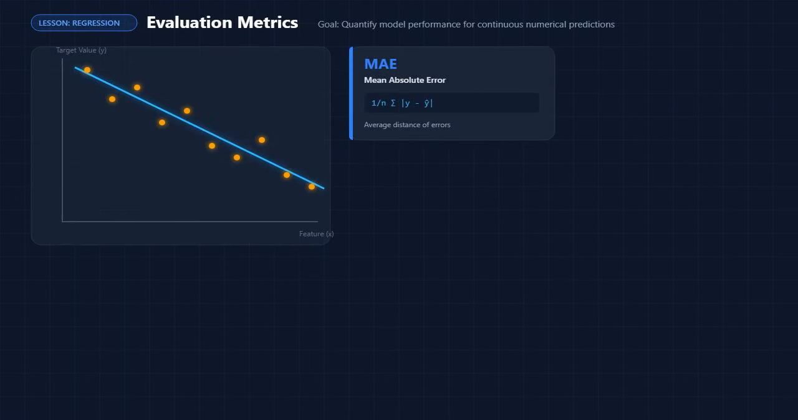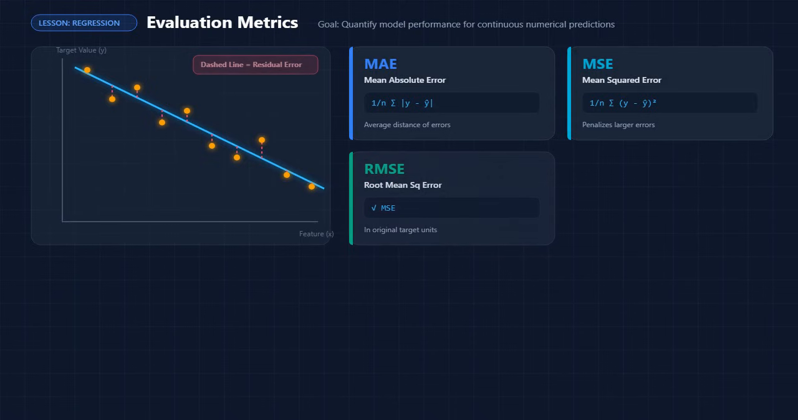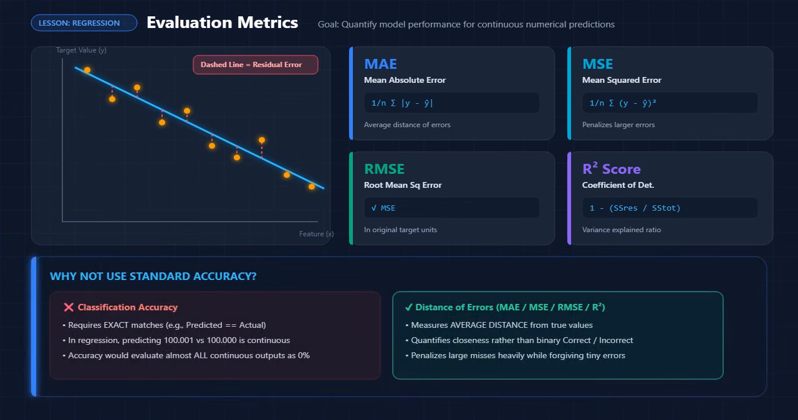How do we know if our model is good? We use evaluation metrics. Mean absolute error (MAE), mean squared error (MSE), root mean squared error (RMSE), and the R-squared score. Remember, we cannot use standard classification accuracy for regression because we are predicting exact continuous numbers, so we measure the average distance of errors instead.